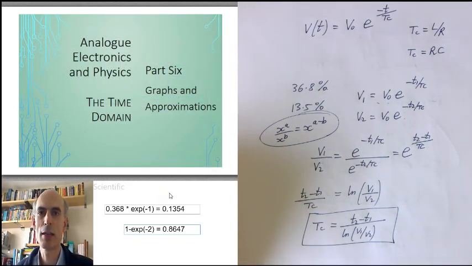Okay, that brings us to the end of this short series of videos. Next time, we'll start having a look at what happens if the voltage source isn't a constant or a pulse, but is a sine wave.